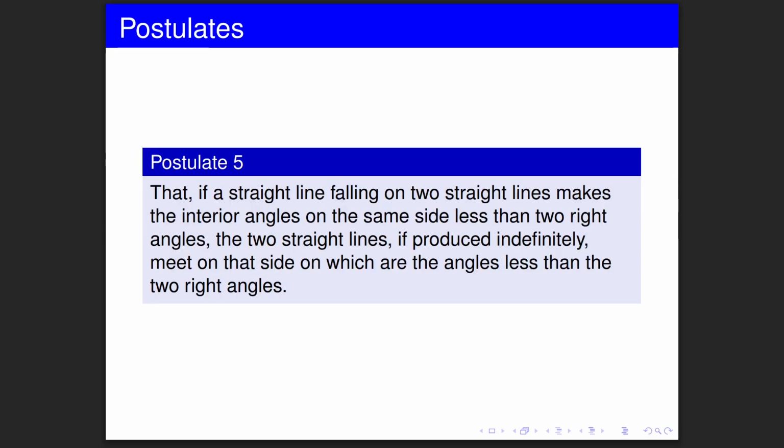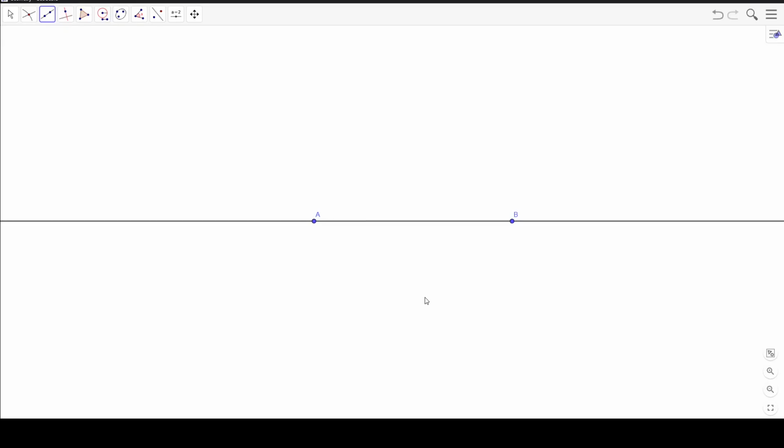Next we have postulate 5, that if a straight line falling on two straight lines makes the interior angles on the same side less than two right angles, the two straight lines, if produced indefinitely, meet on that side on which are the angles less than the two right angles. So this is by far the most interesting of Euclid's axioms. We typically call it the parallel postulate because really this postulate is telling us something about when lines are parallel and when they aren't. So first, let's talk a little bit about what this postulate is actually saying.